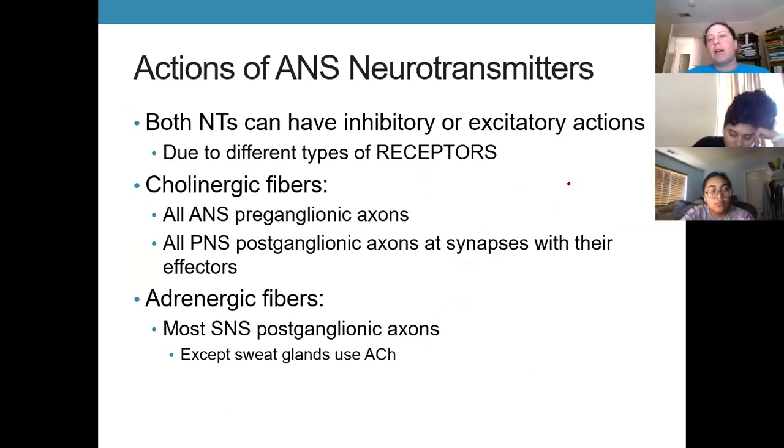Just like when we talked about neurotransmitters before, the actions of the synapses depend on the receptors, not the neurotransmitters. So both neurotransmitters can have either inhibitory or excitatory actions. It just depends on the particular receptor that's on the receiving end of the synapse.